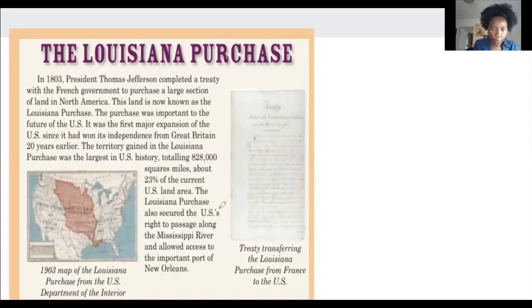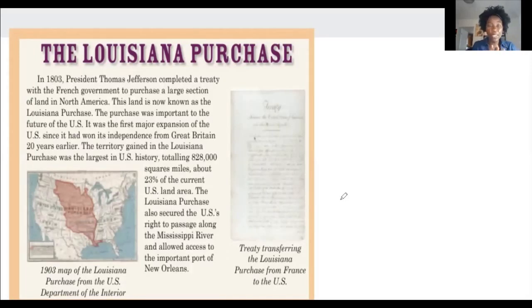The Louisiana Purchase also secured the United States' right to passage along the Mississippi River and allowed access to the important port of New Orleans.